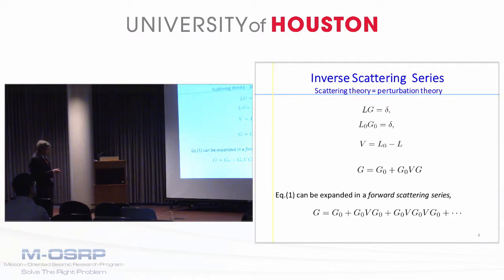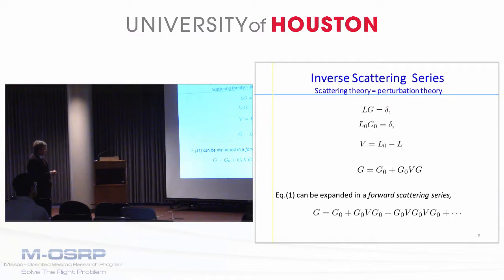Okay, then it's convenient, because it's perturbation theory, we're going to be looking at what's the difference between G and G0 and L and L0. What's the difference in the wave field in the two media and the difference in the properties in the two media? So the difference in the properties will be characterized by this operator V, the difference between L0 and L, yes?